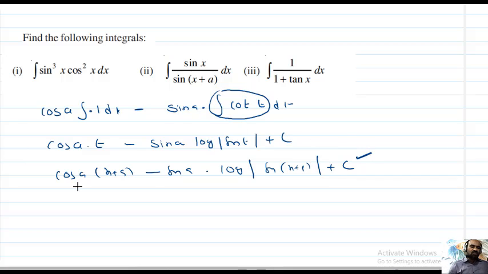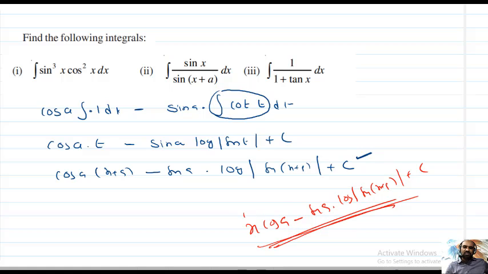But for example, in an objective type question, if the option is given like this, x cos a minus sin a into logarithm of sin of x plus a plus c, you will be confused. This option is not there. You got this, but this option is not there. What should we do? Actually, these two are the same.